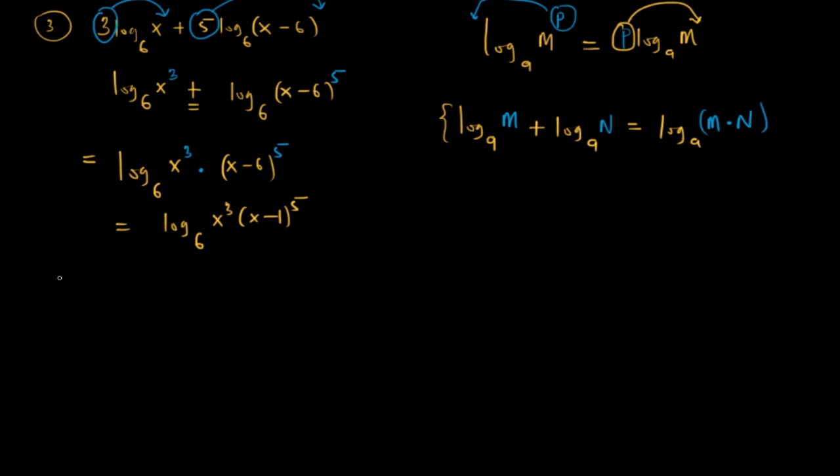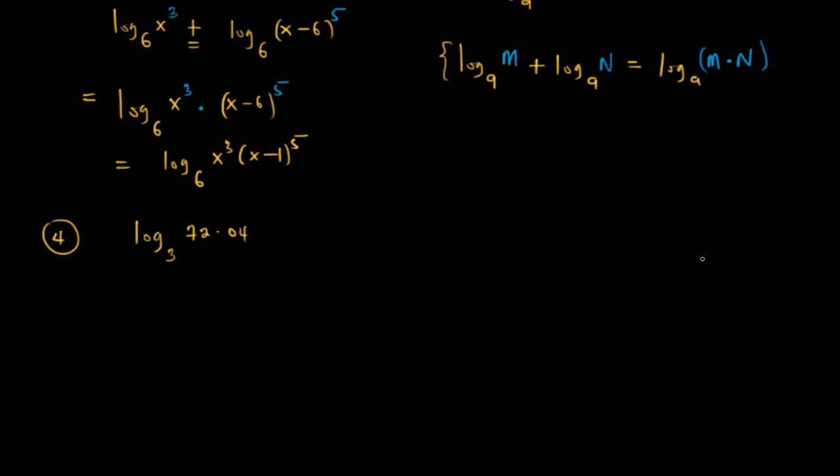So the number we are given, which is 4, is the log to the base 3 of 72.04. So we want to find this logarithm here, applying the change of base of logarithm. Now before I do anything, I want to show you something.